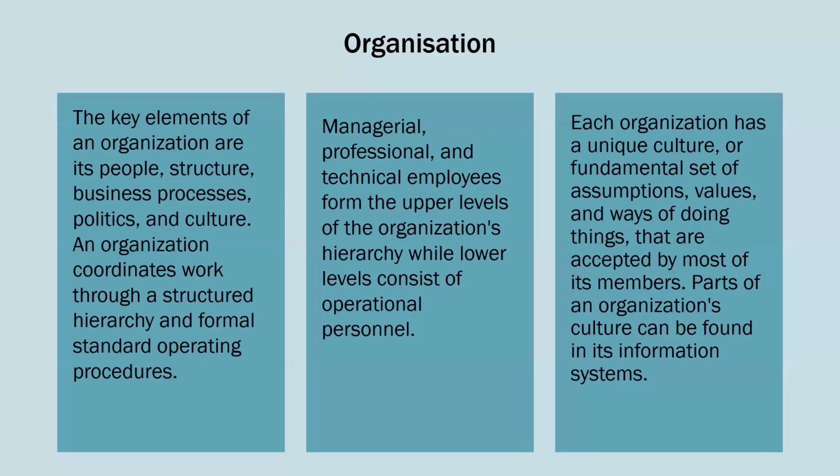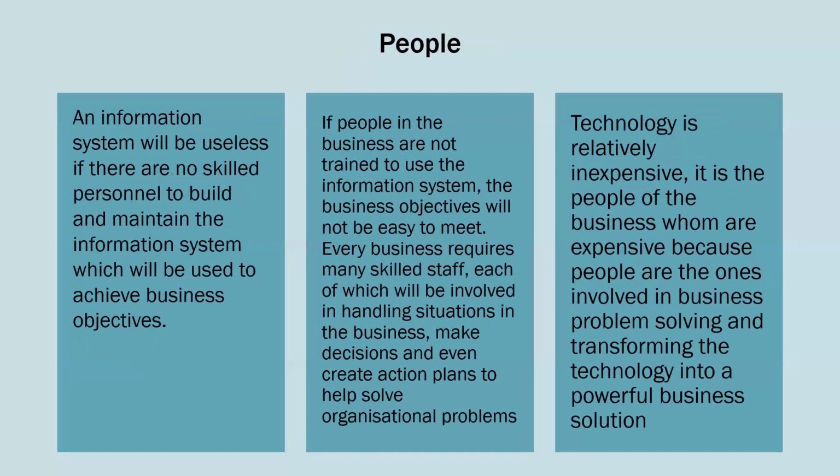Now let's look at the pillar people. An information system will be useless if there are no skilled personnel to build and maintain the information system, which will be used to achieve business objectives. That's why you have, one, the people that are going to use the system, and two, people that maintain it. That's why in big companies they have an IT department, so that when you have problems, you go to the IT department. So there are people that use the system and people that maintain the system, right?